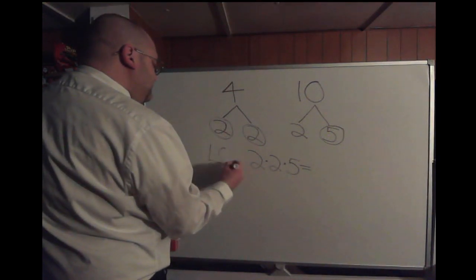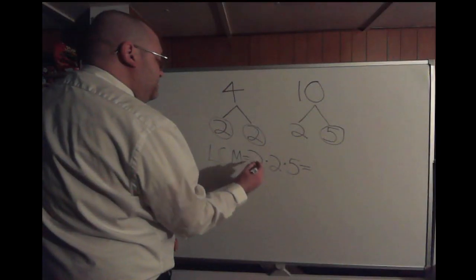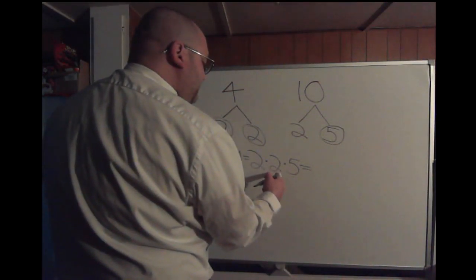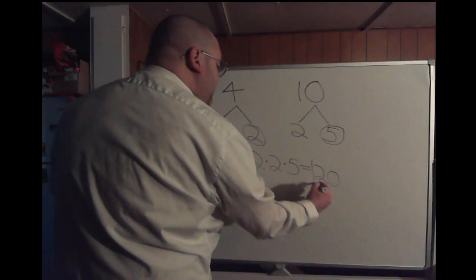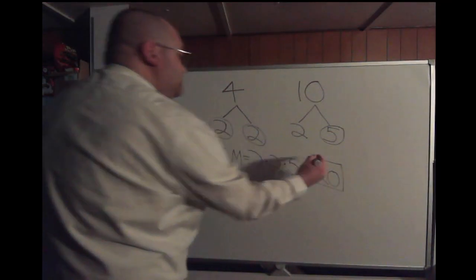Here, let me write least common multiple, the LCM. That would equal 2 times 2 times 5, which would be 20. So your least common multiple of 4 and 10 is going to be 20.